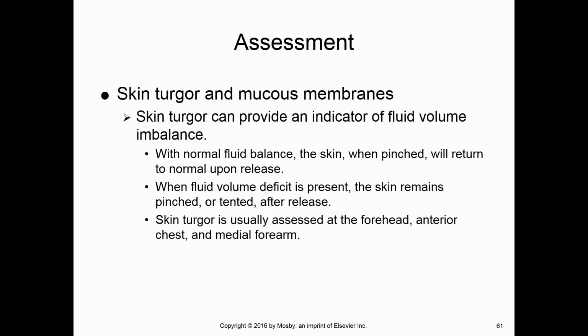All right, skin turgor and mucous membranes we're also going to be assessing. So you assess the skin turgor, usually at the hand area, forearm area. You can assess skin turgor on the forehead or on the chest, but usually it's on the hand or the forearm. And then we're looking at mucous membranes, so the moisture of mucous membranes.